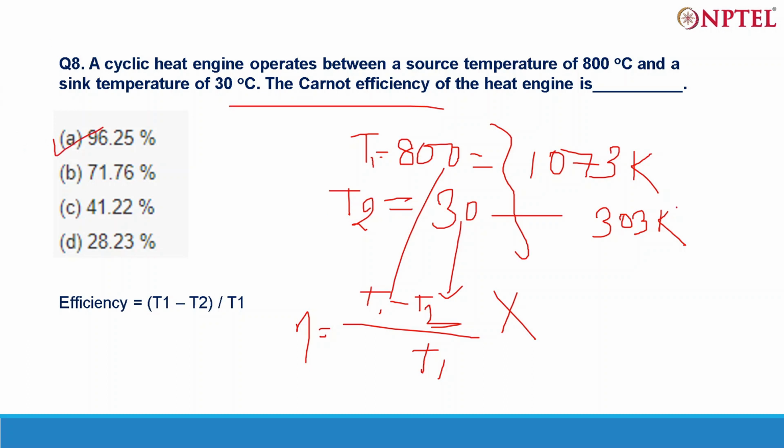Let me calculate. 1073 minus 3 divided by 1073. No, not this. 71.76 is the correct answer.